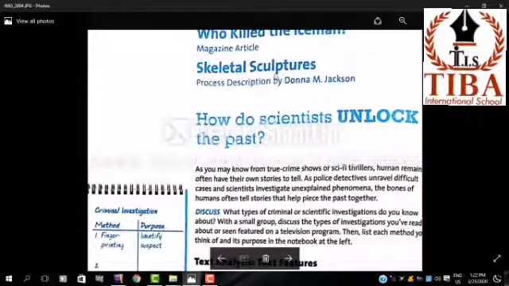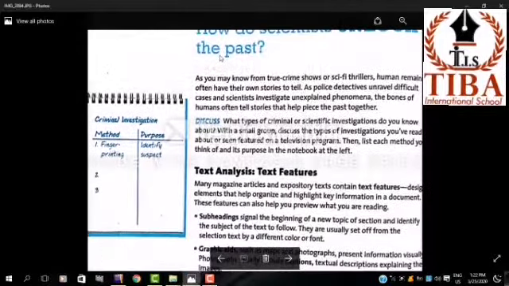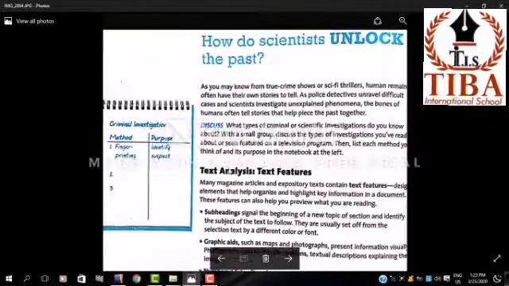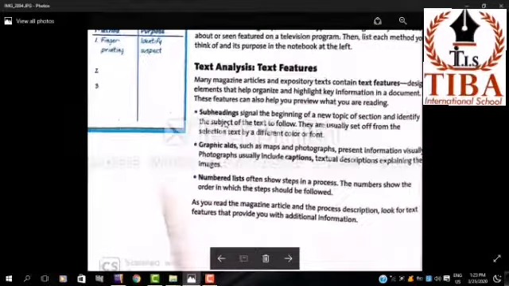Who killed the iceman? And you have something, again, can be another heading, which is how do scientists unlock the past? But what's a subheading here? You find it smaller in size and sometimes different in color. Yes, text analysis. This one we call it subheading. So this is a subheading, as you can see. Subheading, it signals the beginning of a new topic. Again, it sets off from the selection text by different color, as we said, or font.